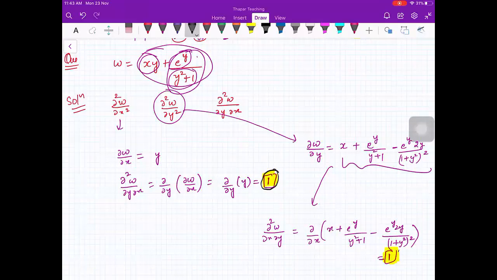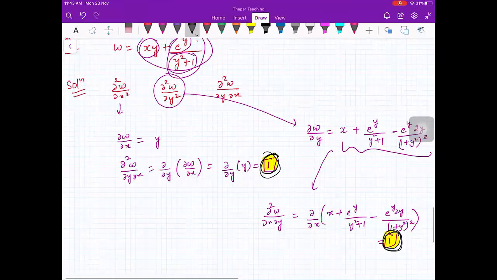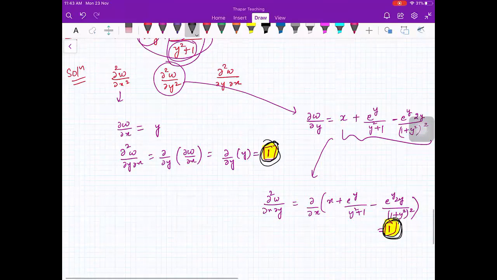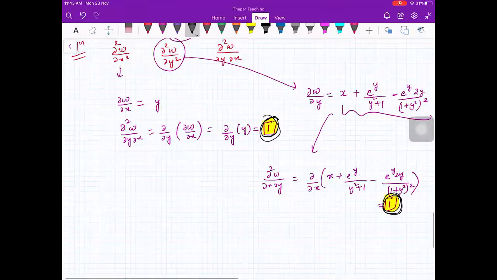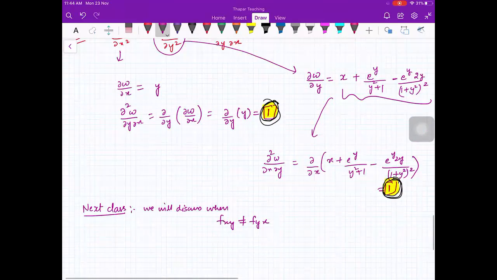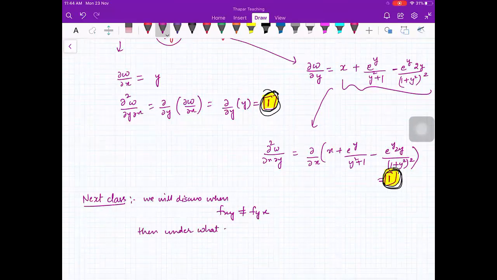Yes, ma'am. You have doubts. Okay, just let me give you the example where they are not equal. I will give you the example in the next class then. In the next class, we will discuss when fxy is not equal to fyx, and then under what conditions fxy is equal to fyx. This is what we will be discussing in the next class.